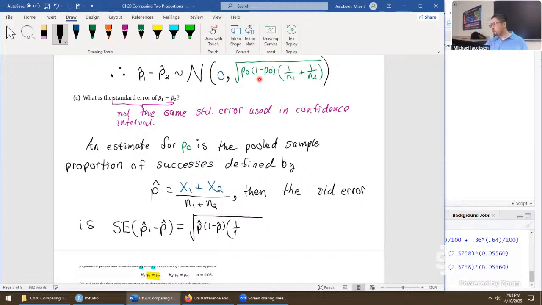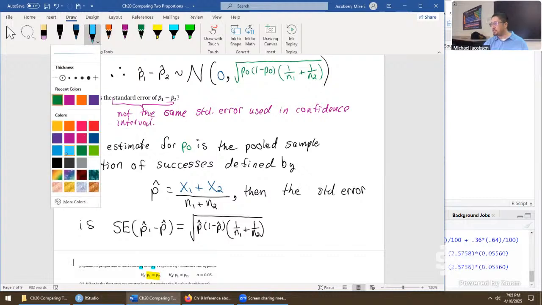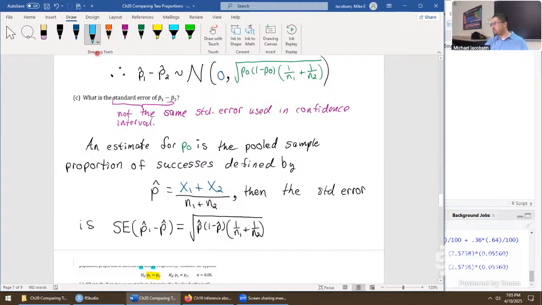Then it's 1 over n1 plus 1 over n2. So let's see, can we give a good way to indicate this? Some special color. I'm running out of colors for color coding, but let's go this route. The estimate for p naught is the pooled sample proportion of successes defined by this p hat. And so that's the p hat that goes here and here.